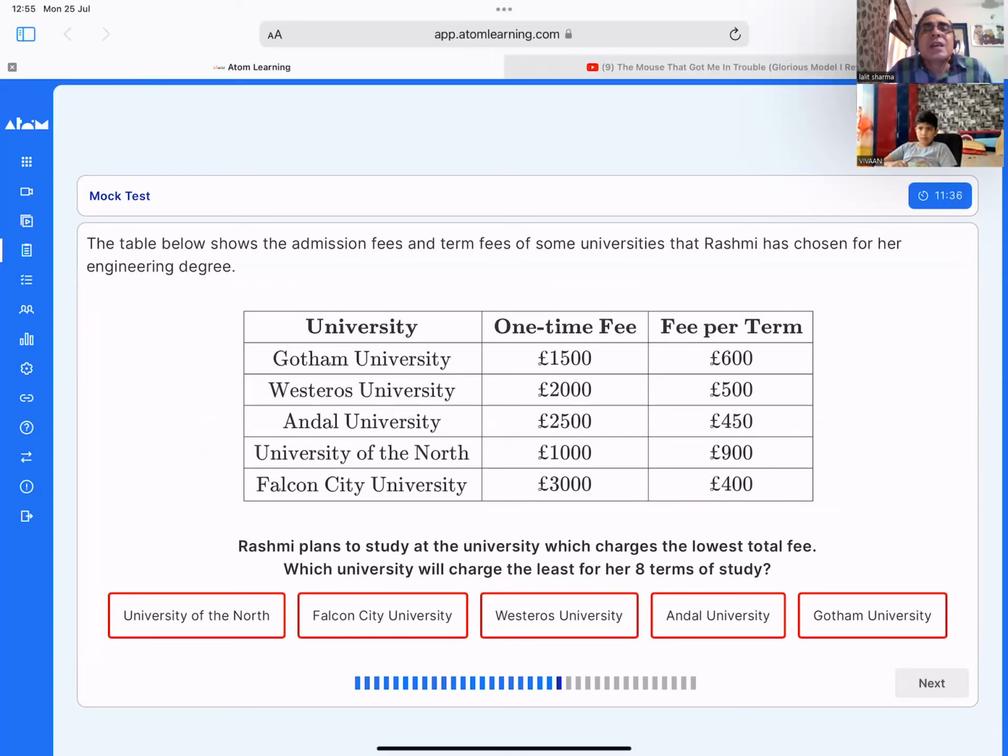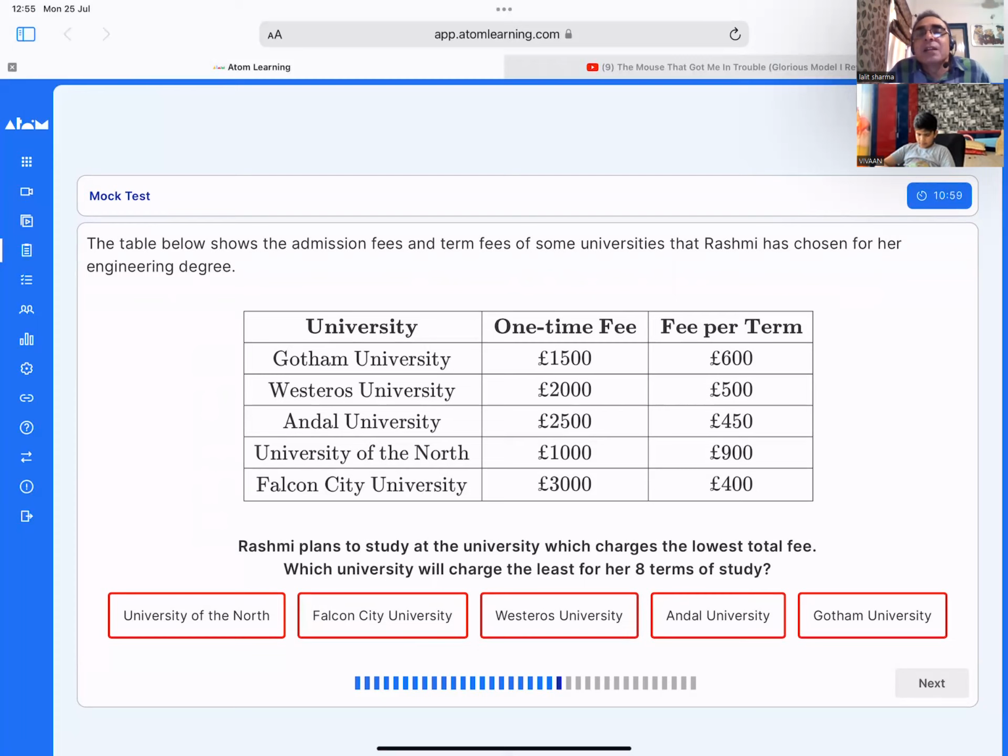A table below shows the admission fee and the term fee of some universities that Rashmi has chosen for the engineering degrees. Different universities, one-time fee and fee per term. Two different things. Rashmi plans to study at the university which charges the lowest total fee. Which university will charge the least for her 8 terms of study? One-time fee is applicable to be paid once. 8 term fees. You're supposed to consider this fee per term. The answer is University of the North.